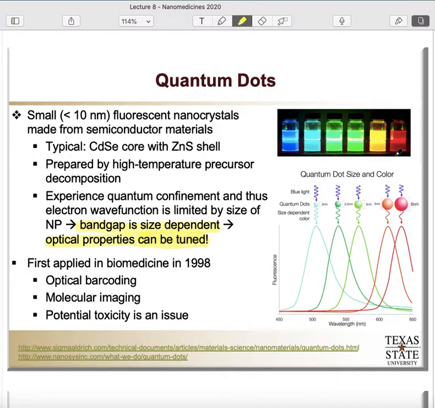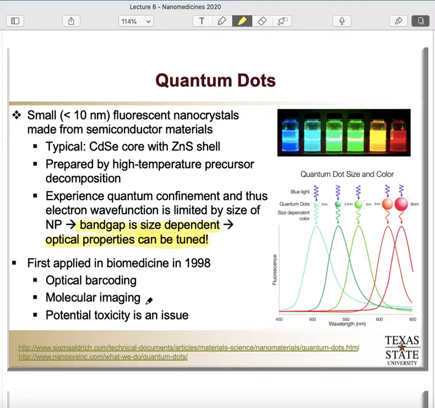That's different from any organic molecule where you would have to excite each of them according to the peak where their absorbance is. So you would need independent excitation and independent detection for each of the organic molecules. That's not the case with quantum dots. So from the standpoint of the optical properties, these are really great for bioimaging.